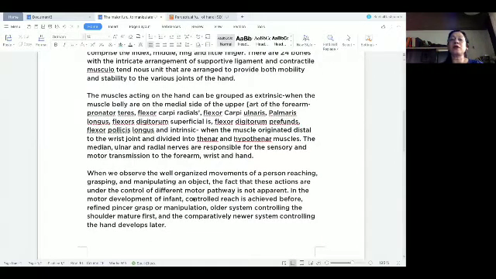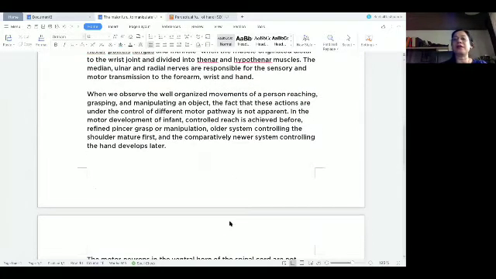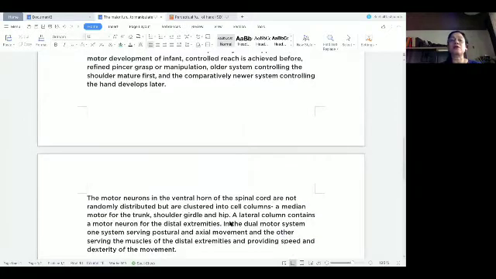Now, when you're looking at the motor development of an infant, controlled reach is achieved much before your pincer grasp for manipulation. The older system, which is controlling the shoulder, we know matures first comparatively to the newer system which controls the hand.